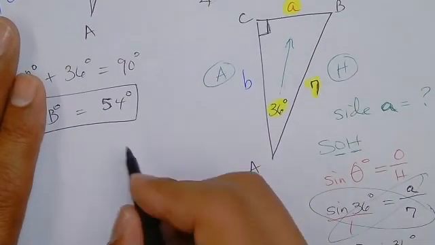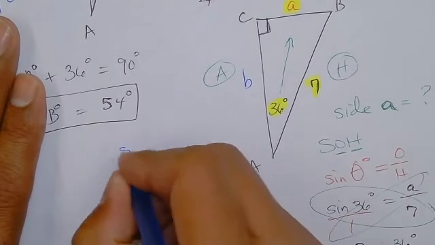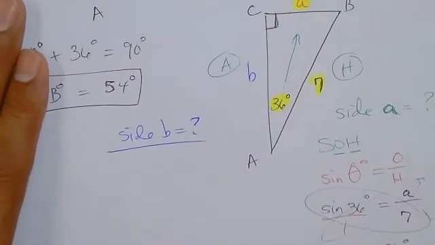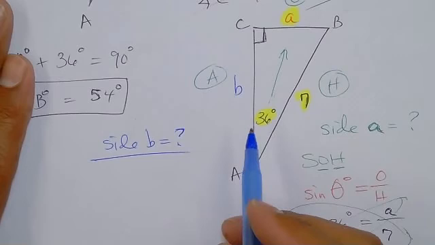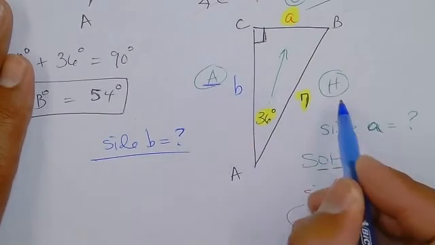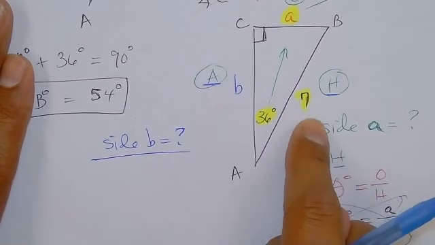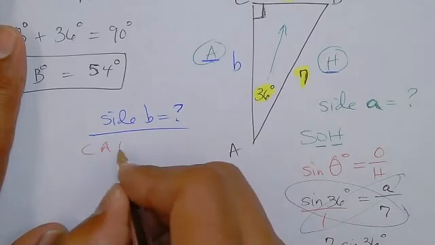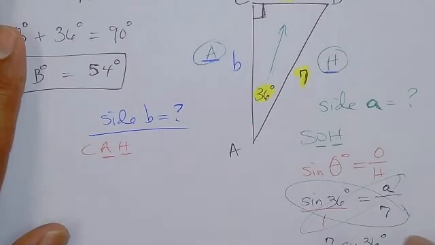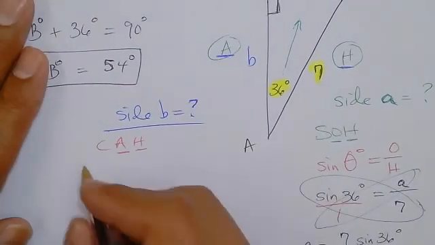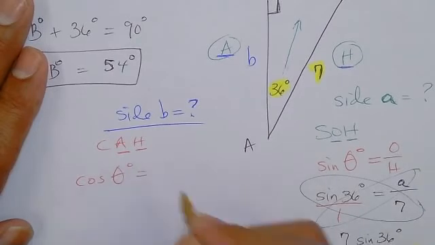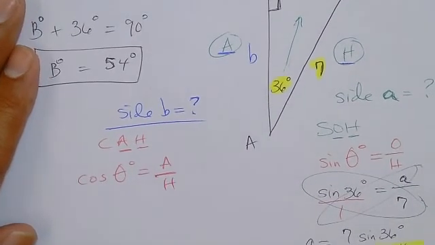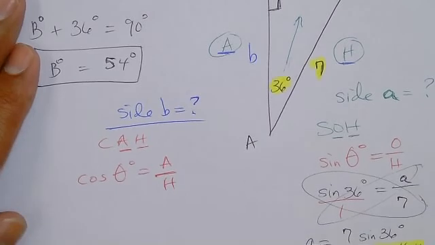Isn't this what we've been doing? Okay, so which function has, to find side B, the adjacent and the hypotenuse side? That side I'm trying to find and the side that's given. That's CAH, right? The A and the H, that's CAH. All right, well then that would be cosine. Cosine of the angle is equal to A over H.